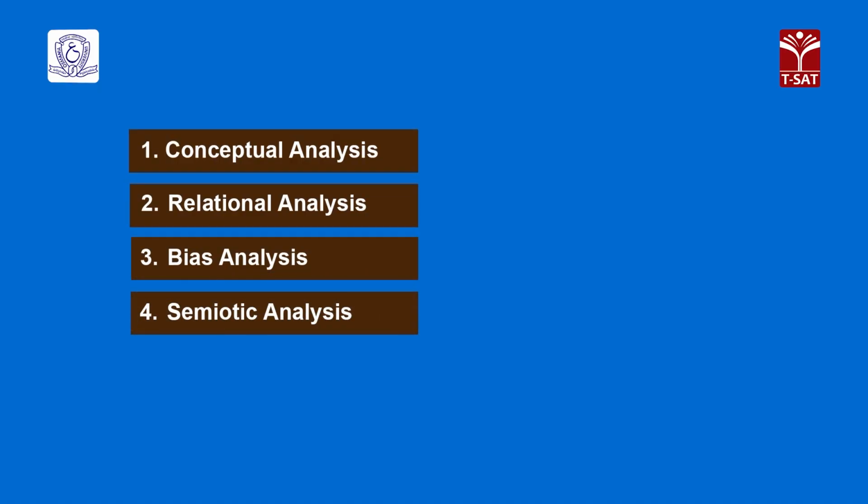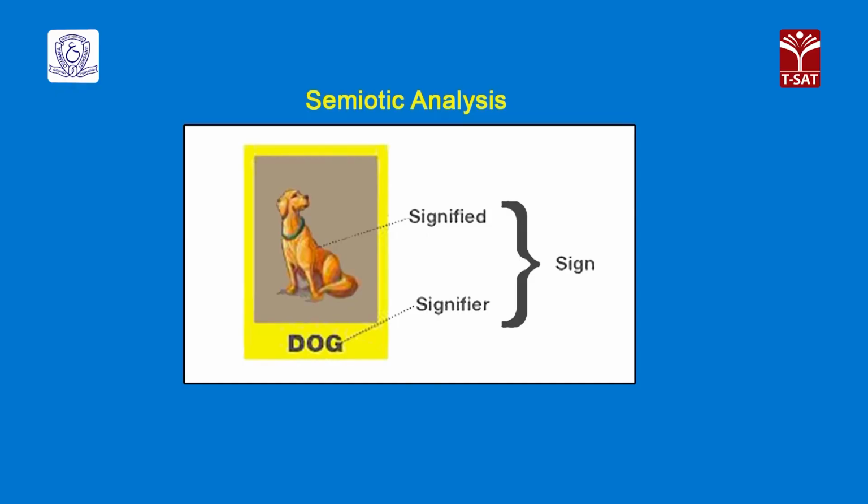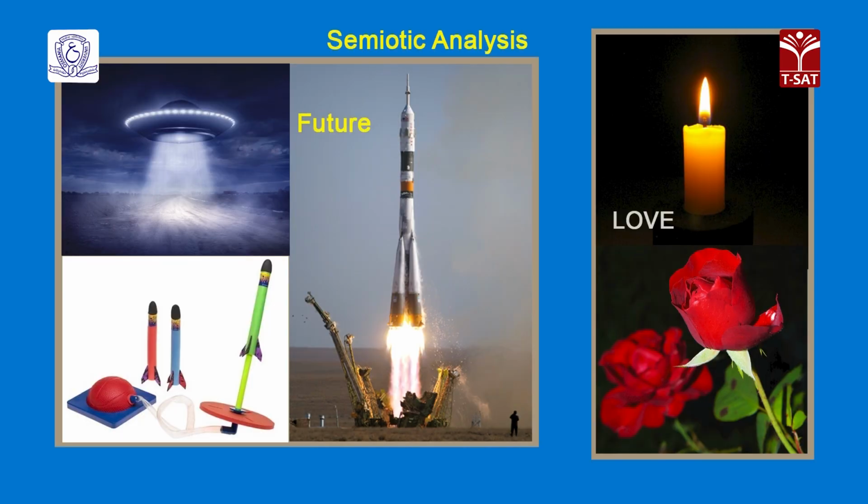Another type is semiotic analysis. It is primarily concerned with how meanings are generated. The content is divided into two components, the signifier and the signified, and meaning is derived from the relationship between the two. Example, the use of rockets, gizmos, extraterrestrial etc. signifies a future, or the use of candlelight and roses signifies romance.